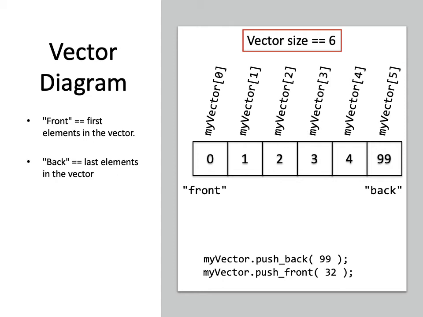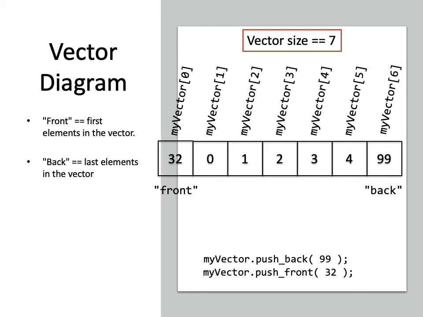There's also a push front function. And as you might expect, that's going to add a value onto the front of this array. So take a sec to think how the size, the indices, and this diagram would change once I do the push front 32 function.